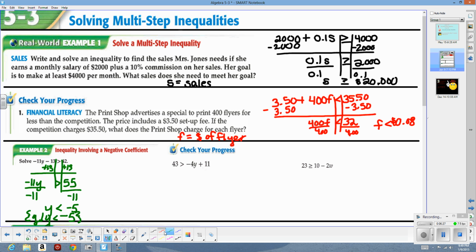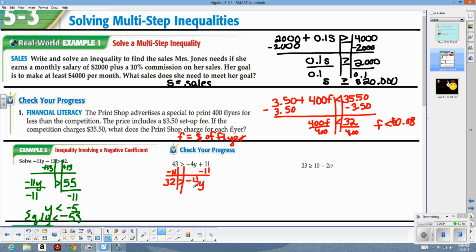You may want to pause the video and try the next two on your own. To get the y by itself, we first want to get rid of the plus 11 by subtracting 11 from both sides. 43 minus 11 is 32. So 32 is greater than negative 4y.